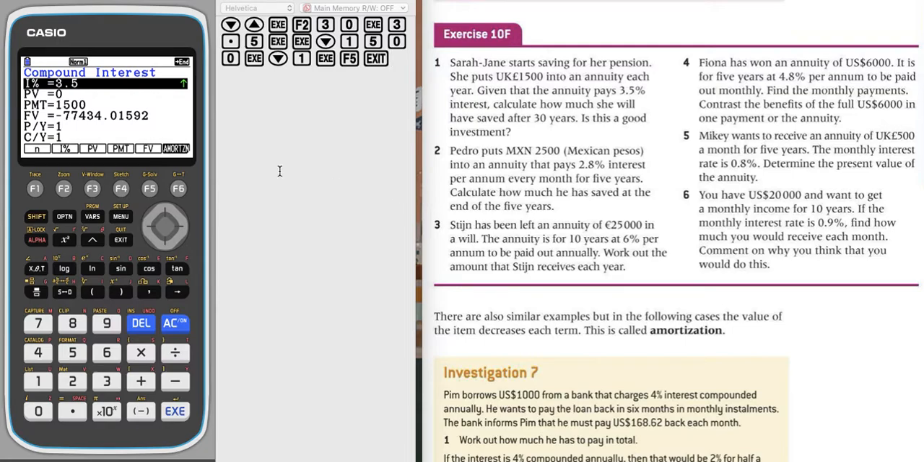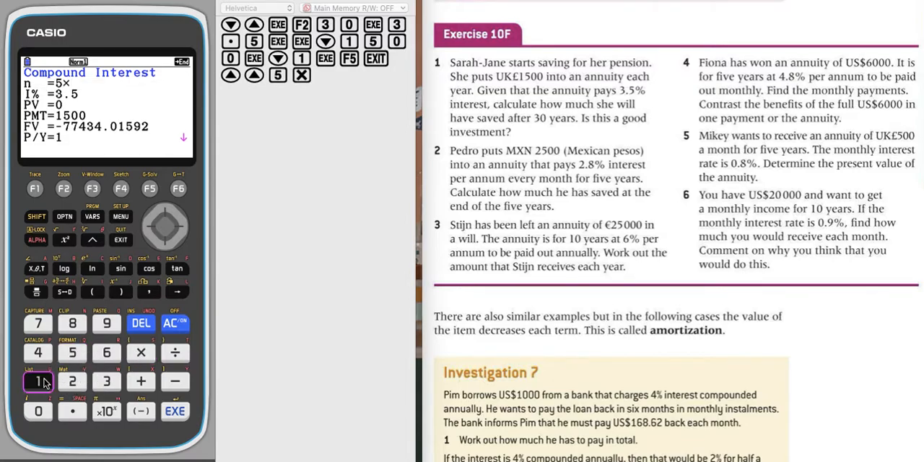Second one, one about Pedro. So Pedro puts in some money every month for 5 years. So if I go up here, the number of payments will be 5 years times 12 payments per year. So that's 60 payments in total. The interest is 2.8%.